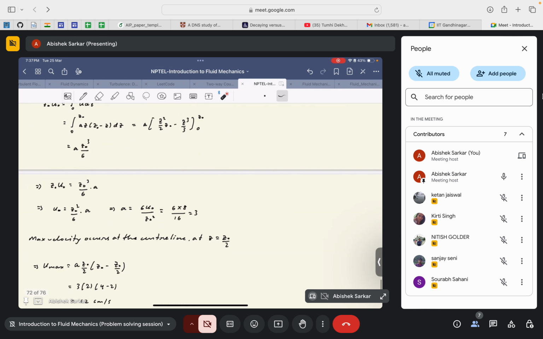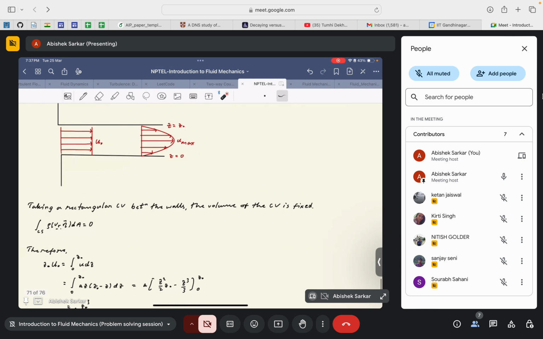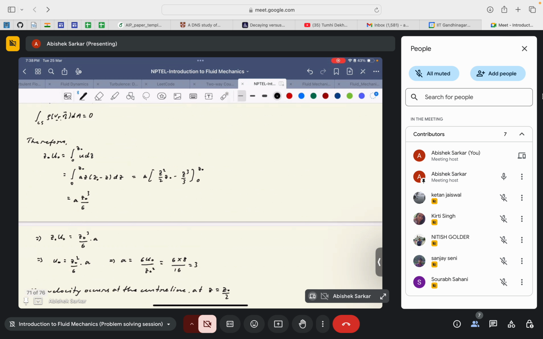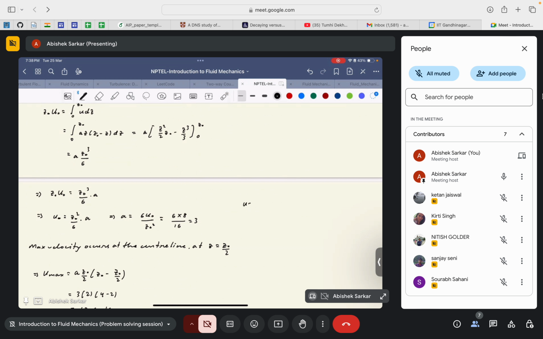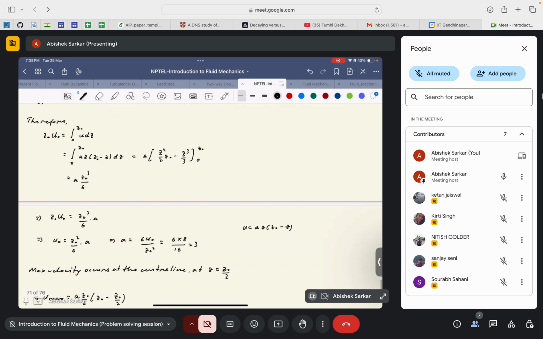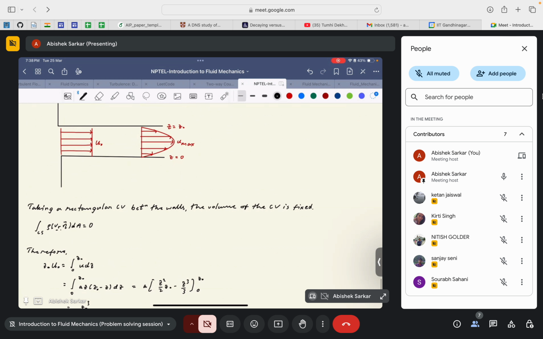Now there's one more thing that we need to know, that was the catch for this problem: the understanding of the maximum velocity. If you look into this velocity profile, u is equal to a z times (z naught minus z). Even just from this particular case, the maximum velocity is obtained when z is equal to z naught by 2, the midpoint of this velocity profile.